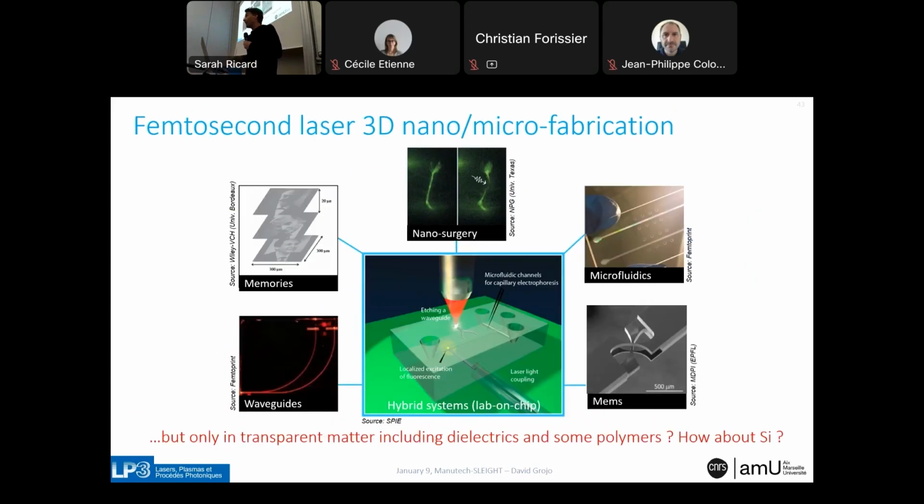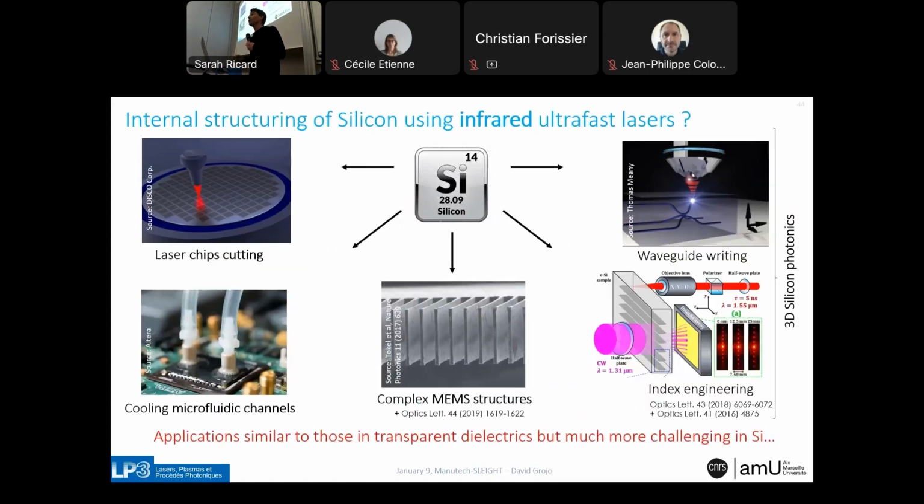So as I said, the other advantage of femtosecond is not only the precision, also the capacity to work in 3D in dielectrics and polymers. And the question is, how about translating this to semiconductors and materials like silicon? If we were able to write waveguides in silicon the same way we do in glass, or to make index engineering, obviously we would be immediately relevant for silicon photonics.